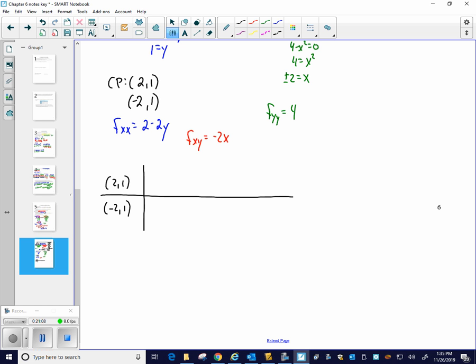And we're going to find D. We're going to do fxx right here, evaluated at the critical point. We're going to do fyy right here, and we're going to do fxy right here. So remember that you are multiplying those, and you're going to subtract the square of that one. And then we're going to see what our D value is.